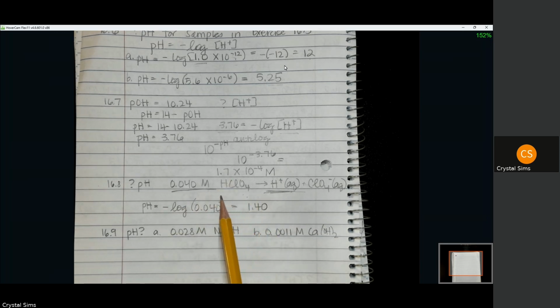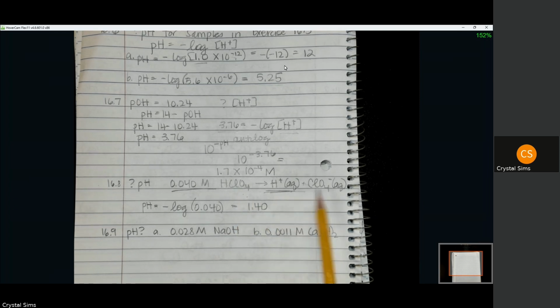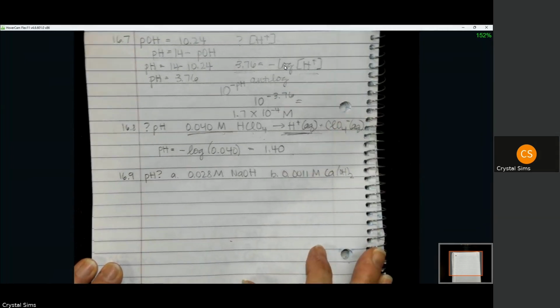So you can't just automatically assume that the molar concentration of your acid or your base is going to equal the molar concentration here of the products. You have to determine first, is it a strong acid? Is it a strong base? So refer to your list. Yes, perchloric acid is a strong acid, so it's going to completely dissociate. So my pH is going to be equal to the negative log of the molar concentration of the acid. So I get 1.40. Now let's look at 16.9.